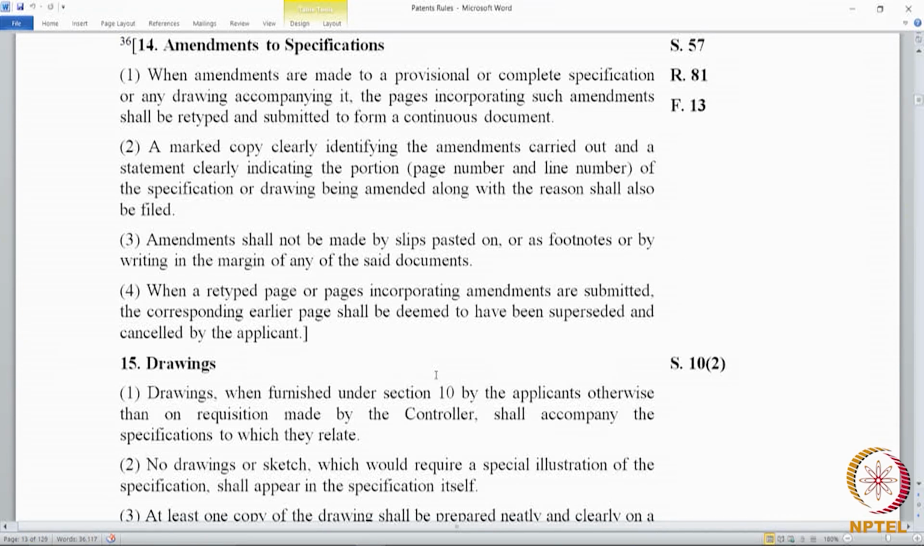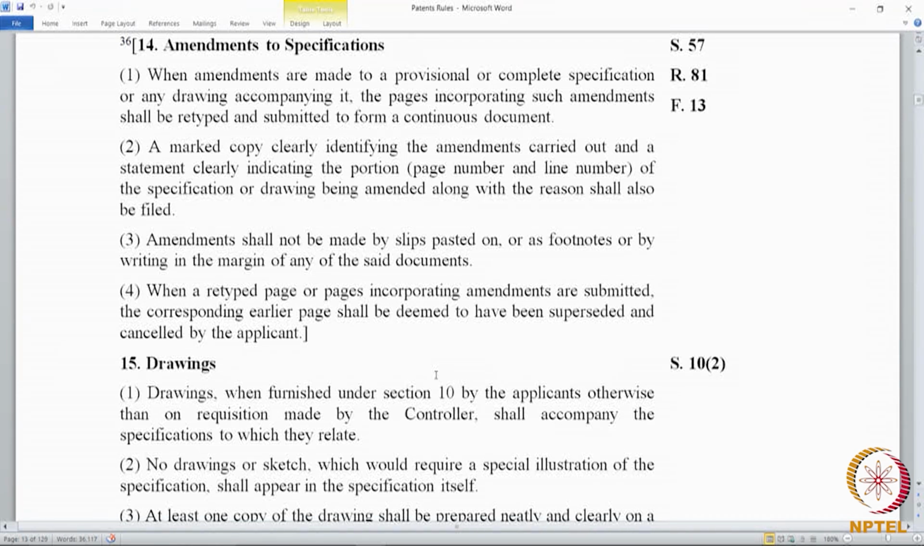14.1 states that when amendments are made to the provisional or complete specification or any drawing accompanying it, the pages incorporating such amendments shall be retyped and submitted to form a continuous document. It is just a procedural requirement that all amendments have to be retyped and submitted so that the document looks like a continuous document, because there are no limits to the number of amendments that an applicant can do while the patent is being prosecuted. So, if there are a series of amendments, just to ensure that there is a final form, this requirement casts a duty on the applicant to retype and submit to form a continuous document.